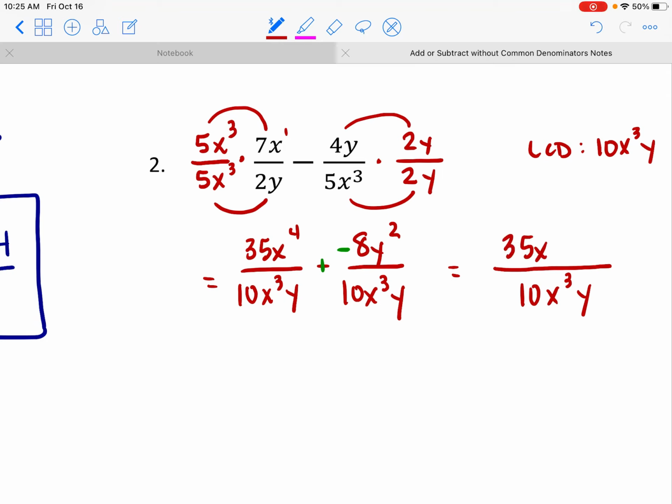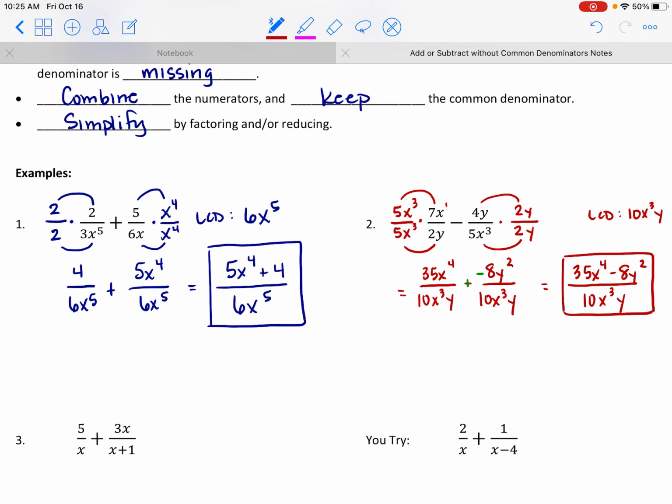So I'm going to bring over 35x to the 4th and my negative 8y squared and see if I can simplify this fraction. Well, nothing goes into 10, 8, and 35 other than 1. Only 2 of the terms have x's, only 2 of the terms have y's, so I can't reduce any x's or y's, and there's nothing I can do to factor here, so again that means this is our answer. Okay? Hopefully this is not so bad so far.